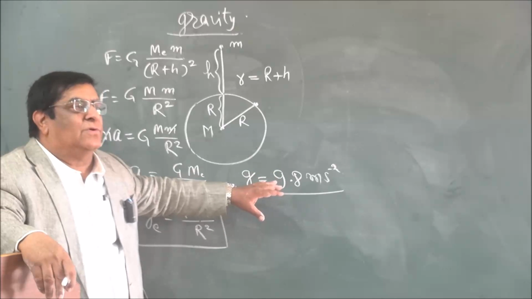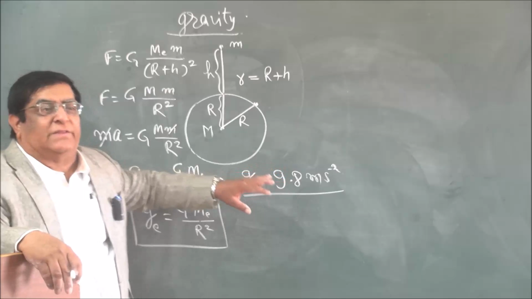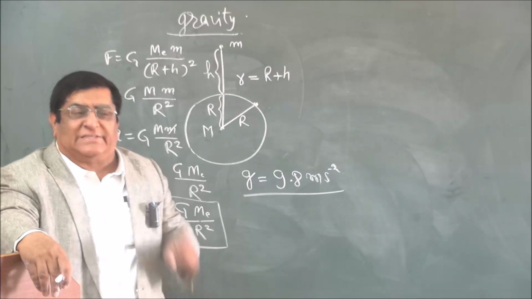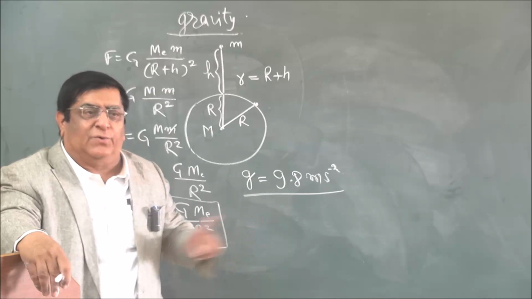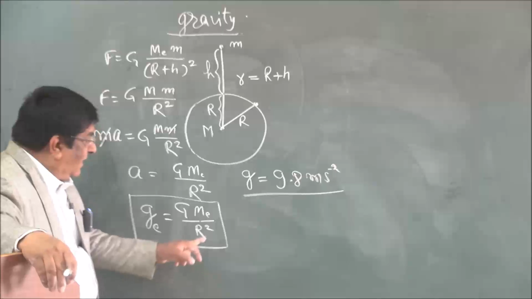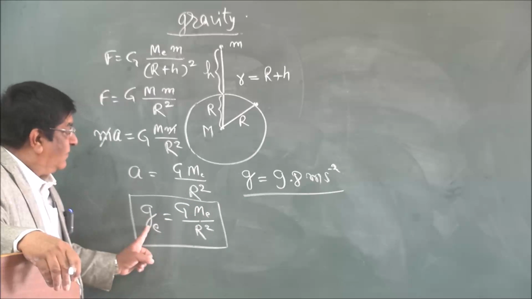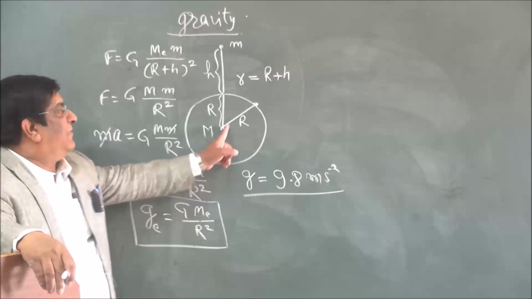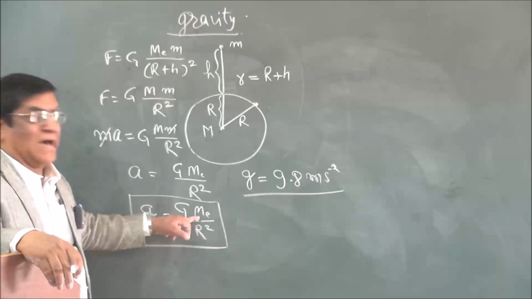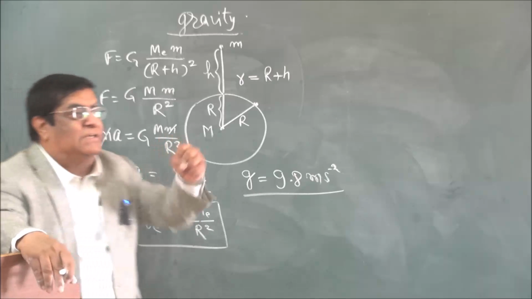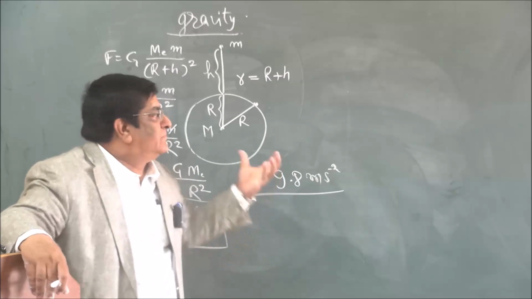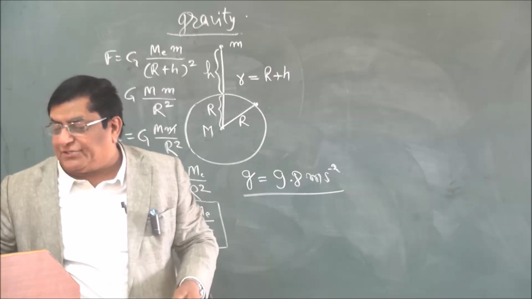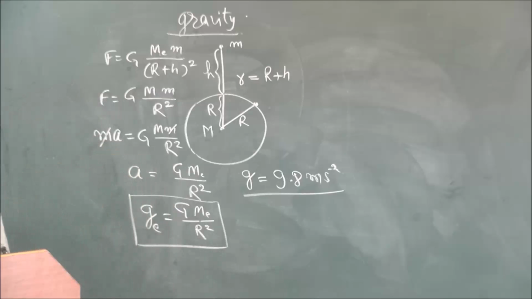Does this value change with air pressure? No. Does this value change with temperature? No. Because we know, according to this relation, this value will change only because of r, the distance between the two, and mass, the mass which is attracting it. Now, we will find how it will change. The changes in acceleration due to gravity.